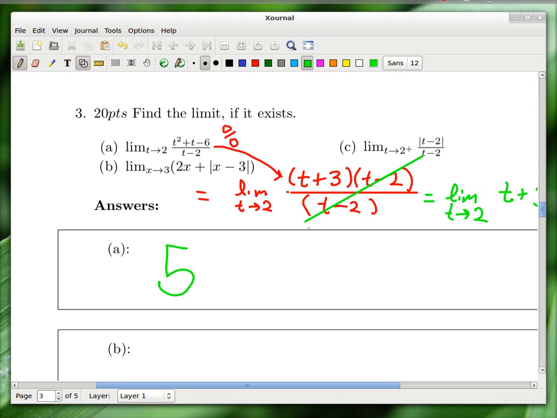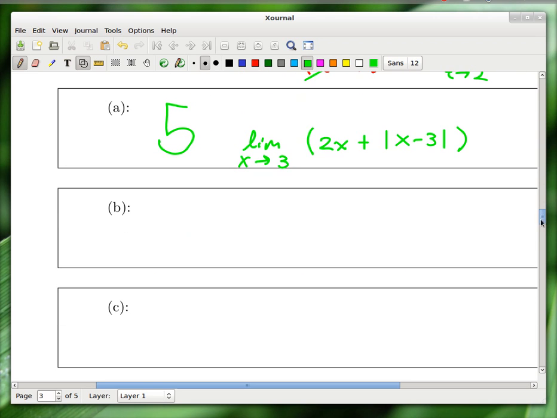Okay. Alright, so now let's look at B. Maybe I should copy it because it looks like we're going to run out of space here. So B is the limit as x goes to 3 of 2x plus the absolute value of x minus 3. Okay. And this is one of those cases where there's absolutely no reason not to just plug it in. So it's almost like a trick question.